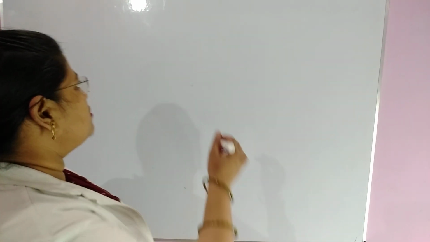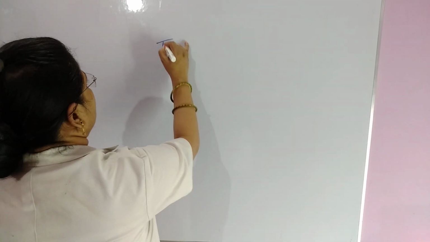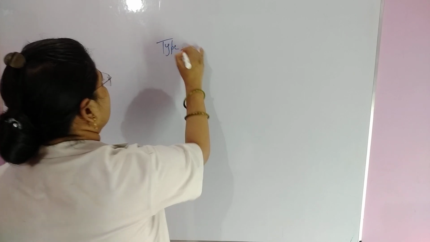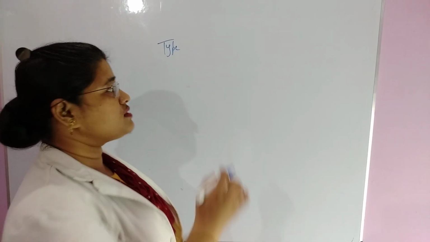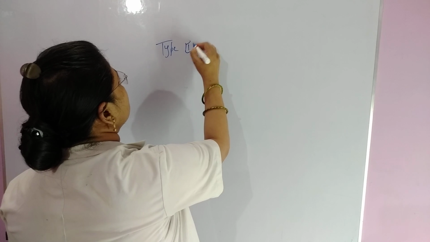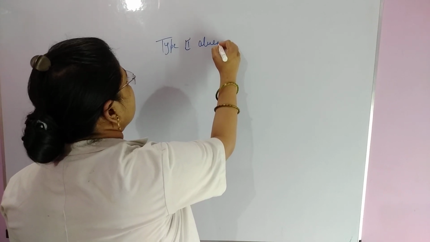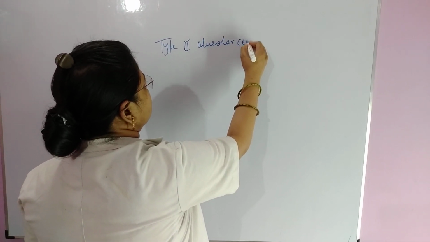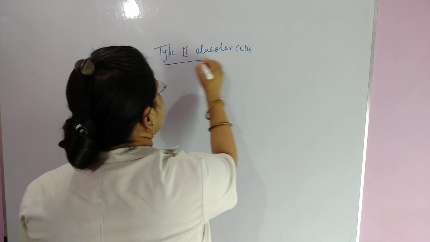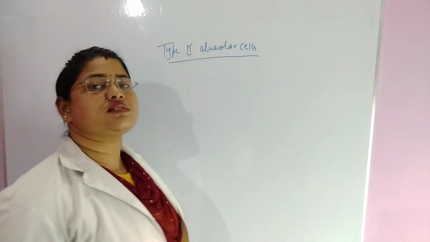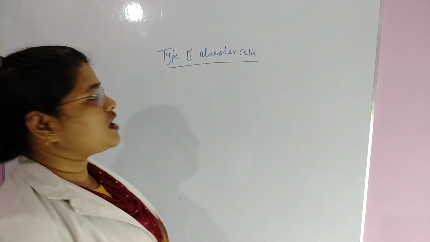We had discussed in my previous lecture about alveoli. So the last point where I had left was type 2 alveolar cells. Alveoli consist of two types of cells. First is type 1 and second is type 2.